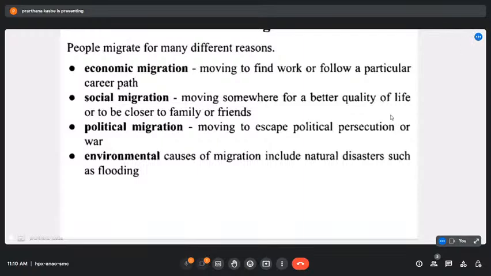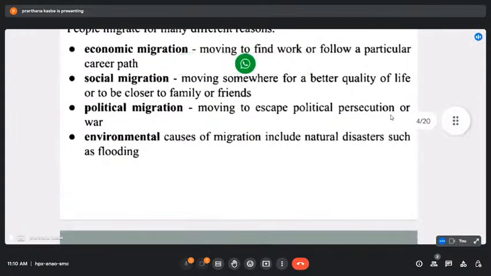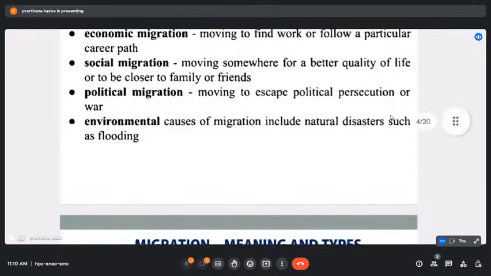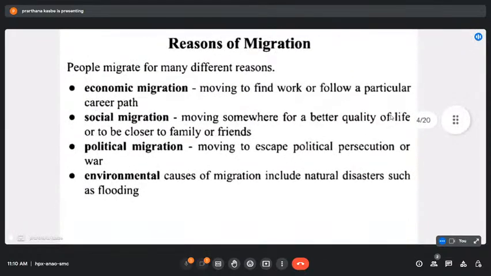The next reason is political migration. Moving to escape political persecution or war. That is political migration. For the sake of war, we can migrate from one place to another. Environmental causes of migration include natural disasters such as flooding. So these are some reasons behind migration.